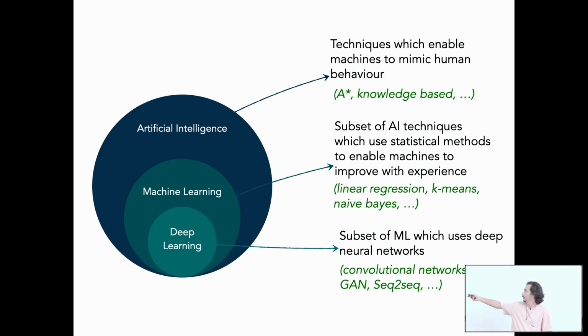For example, you have linear regression, k-means, naive Bayes, and the vast majority of available algorithms. And finally, you have deep learning. It is a subset of machine learning that uses deep neural networks, which are statistical or mathematical functions, but in a specific way. For example, you have the well-known convolutional networks, deep networks, and so on.